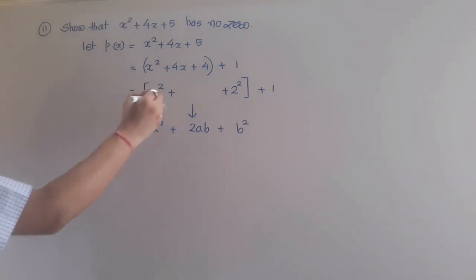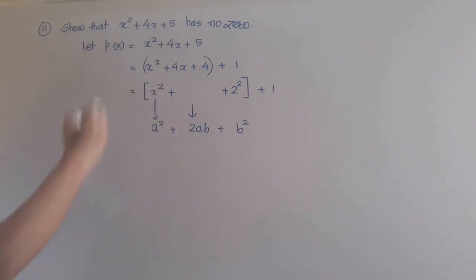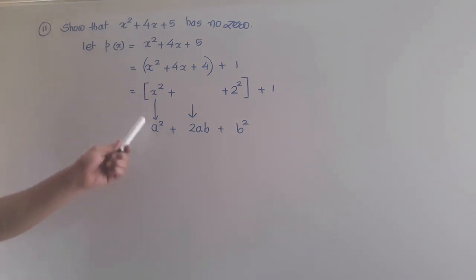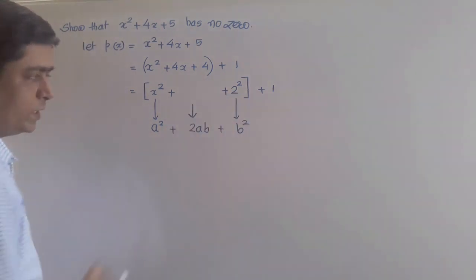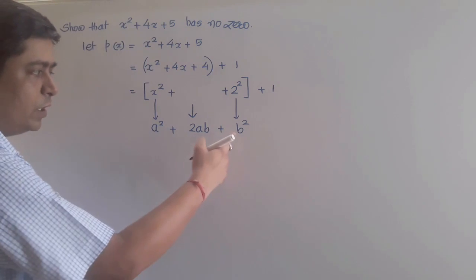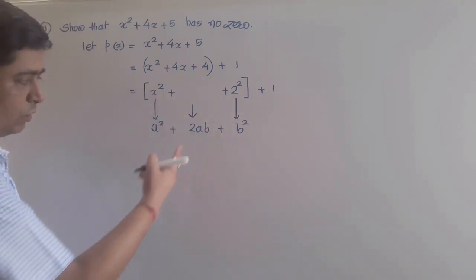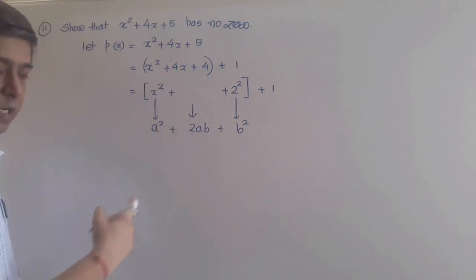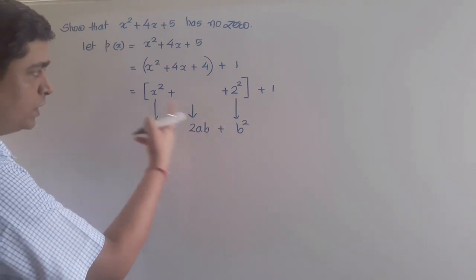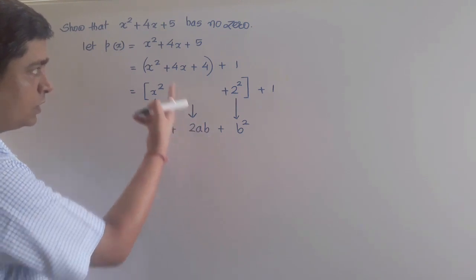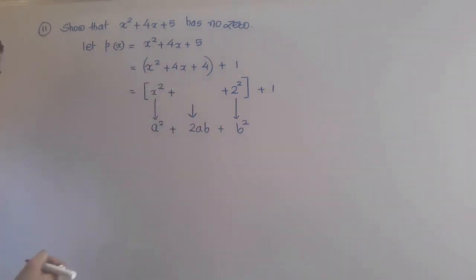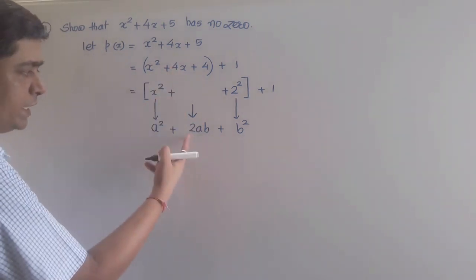Observe, x square is directly corresponding to a square. So value of a is here becoming x. Similarly, you observe b square is equal to 2 square. So what is the value of b here? Value of b will be equal to 2. Now we require the term of 2ab. Remember, whatever the value of a and b we have selected here, same should be kept here, and after multiplying this all three terms, it should be equal to 4x. Means 4x only we are writing in this form.